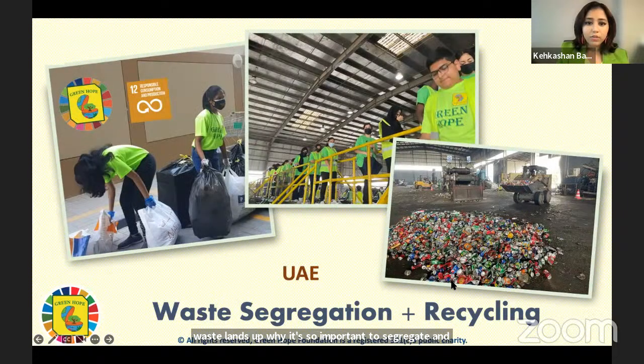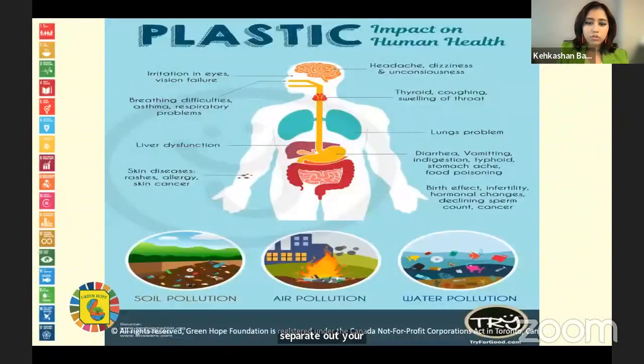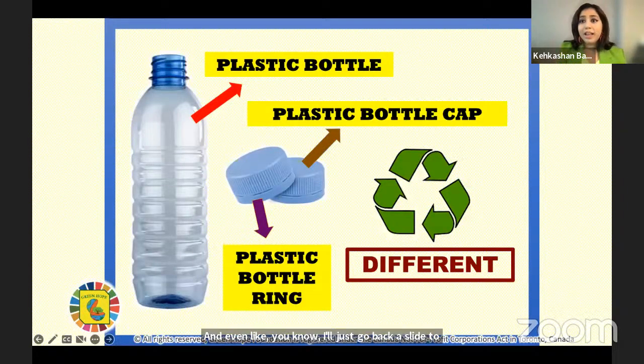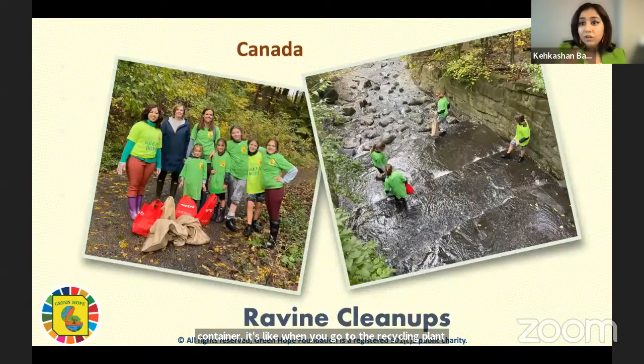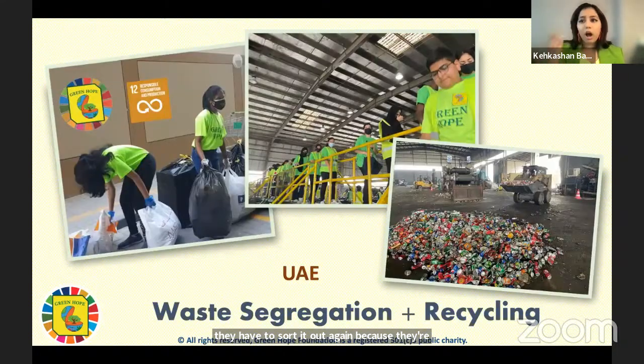And if I go back a slide to the plastic, we have different types of plastic that get recycled in different ways. If you take a plastic bottle, the actual bottle, the cap, the plastic bottle ring, and the label around it are all different. So even when you're throwing away your waste and just throwing it in the plastic container, when you go to the recycling plant, they have to sort it out again because there are different types of plastic and they need to be recycled in different ways. So it's a very complicated process.